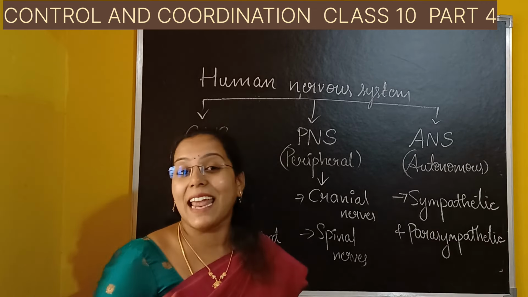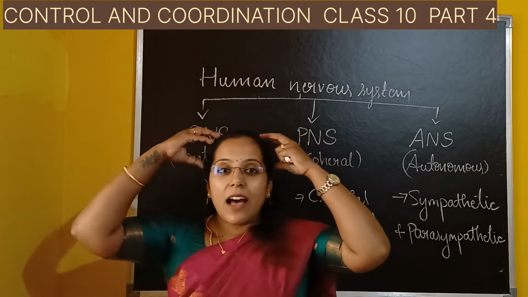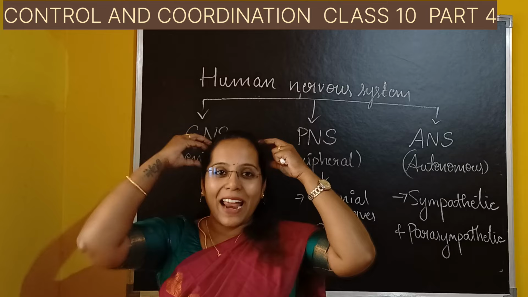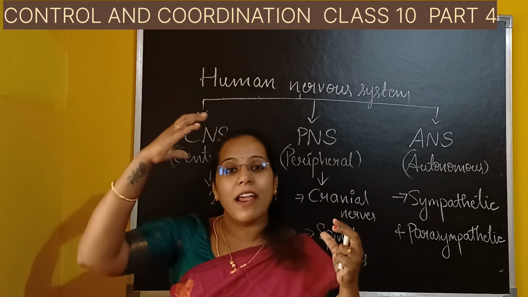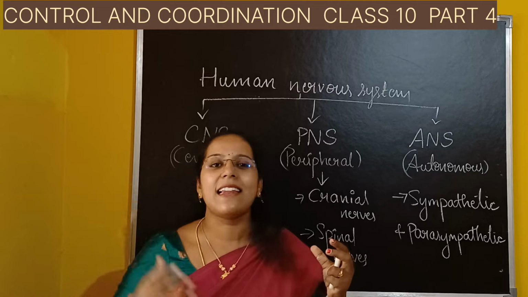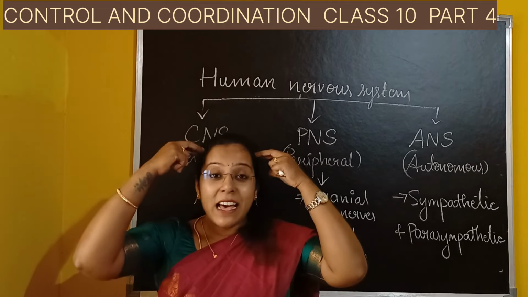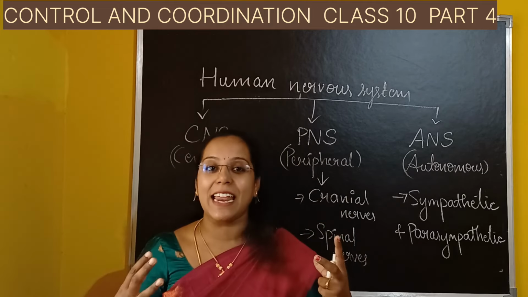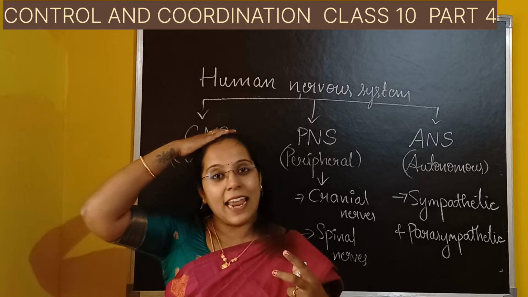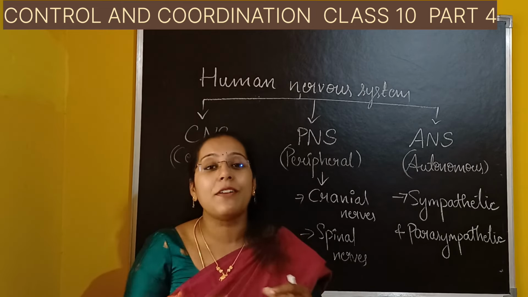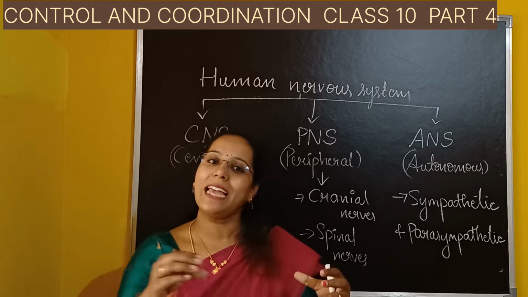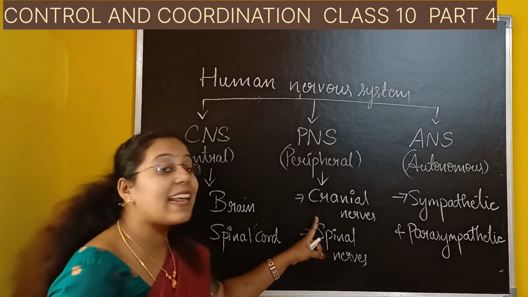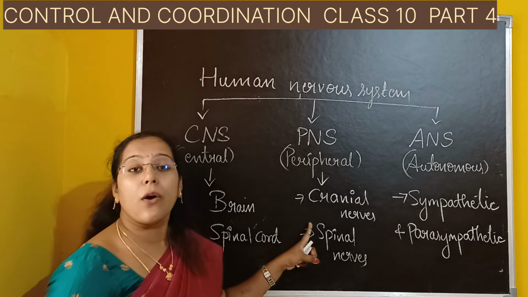What do you mean by the cranial nerves? This is the hardest part of our head, which is called the skull. Inside the skull we have the cranium, right? People also call the skull the cranium. Inside this cranium, there are some nerves which are coming out. The nerves which come out of the cranium are called cranial nerves.